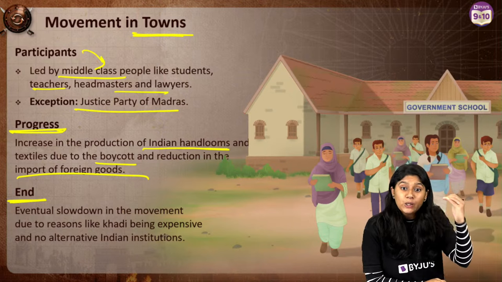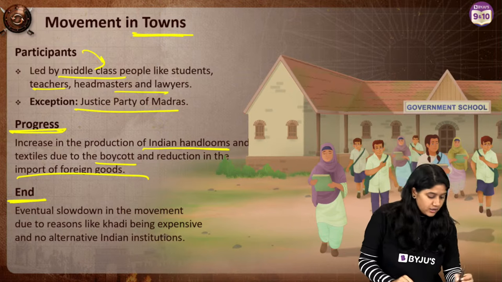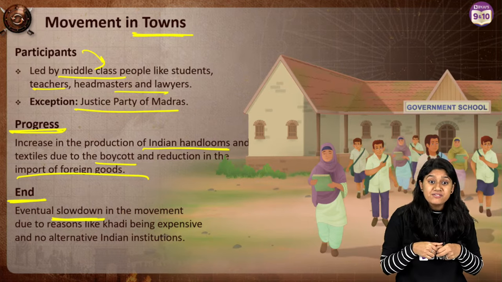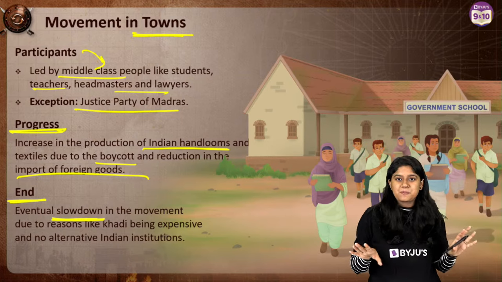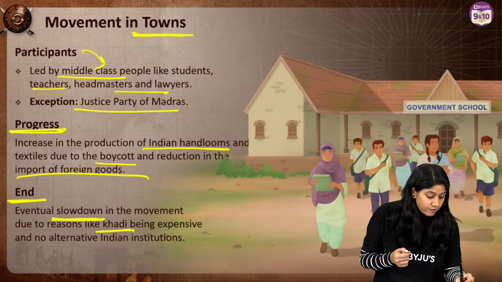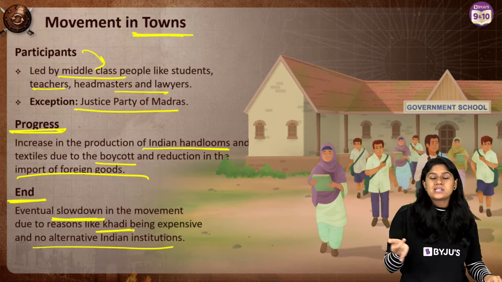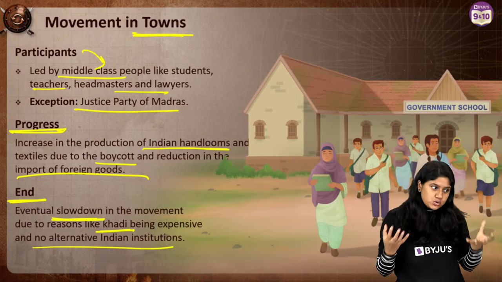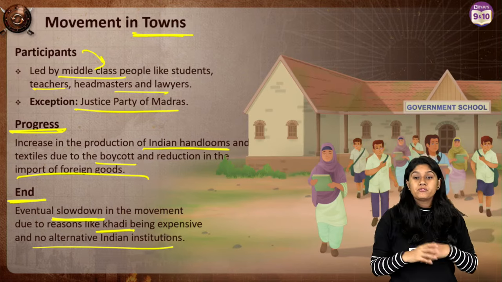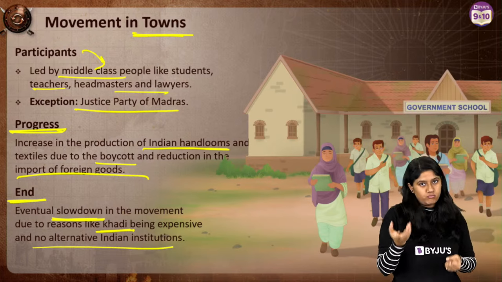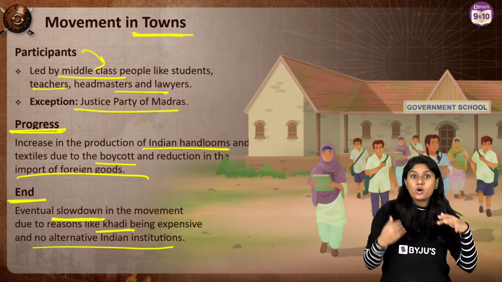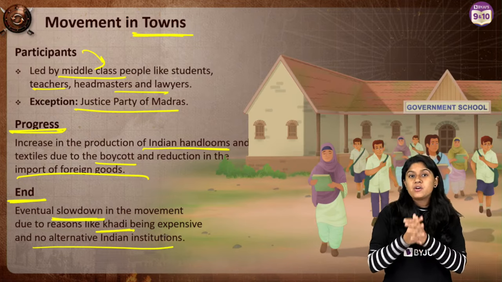But eventually, with time, we saw that the movement slowed down because khadi was very expensive. Right, I'm sure you know that khadi is expensive. So people could not afford khadi, right, of course. And when they left their schools and their jobs, the students didn't have any other institute to go and learn. So eventually they also went back to their schools. Eventually the other people like lawyers, civil servants also went back to their work, because everyone needs money to run their family.